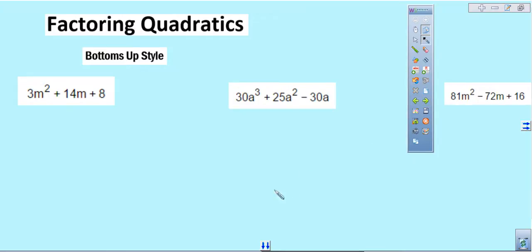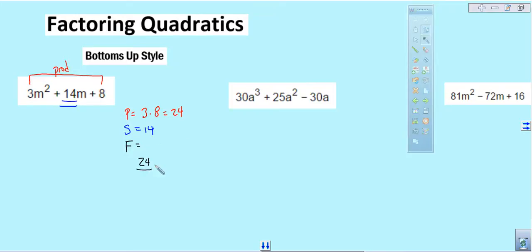Alright, so to start us off, we take the A term times the C term, and that will be our product. So I put a P out here, and that P stands for product. My product is 3 times 8, which is equal to 24. I take the sum, which is 14. And now I'm looking for my factors of 24. So I'm going to put 24 down here. I'm looking for my factors of 24 that when added or subtracted will give me 14.